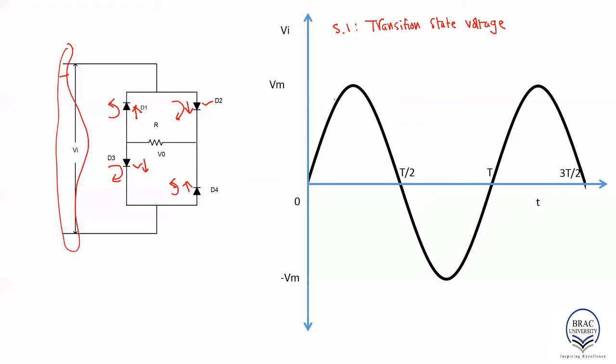In this case, we are going to do it half cycle by half cycle. First of all, we are going to consider the positive half cycle. So in that case, we have t greater than 0 and less than T by 2, Vi is greater than 0, the positive half cycle. First of all, we're going to analyze the whole circuit for the positive half cycle only.